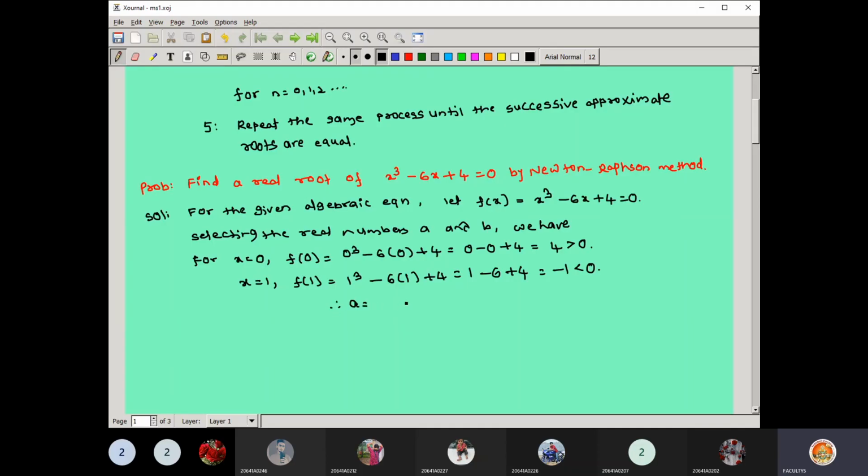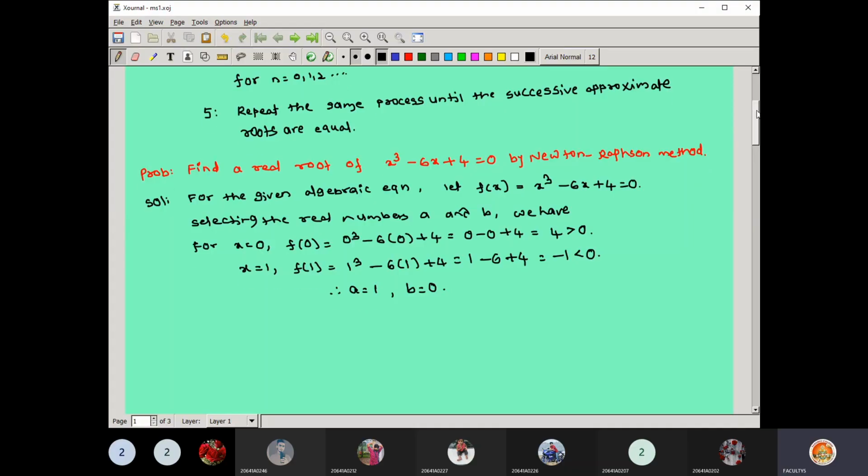A is taken that value where you are getting negative, so negative means at x equal to 1 only. Similarly, b, you should take that value where you are getting positive. So b equal to 0. So at last we calculated your a and b values.